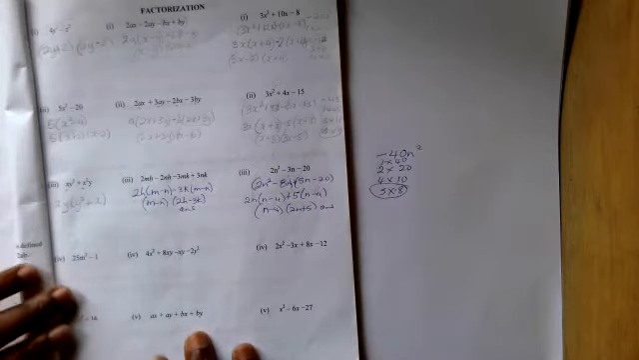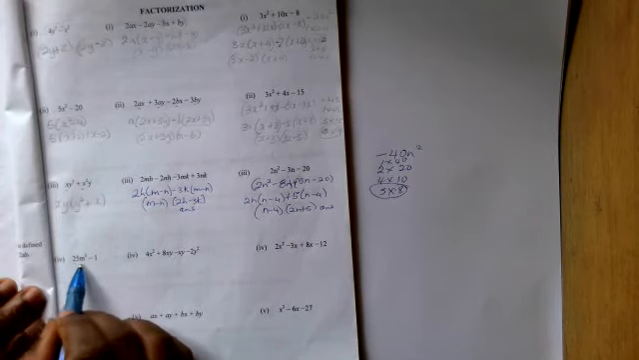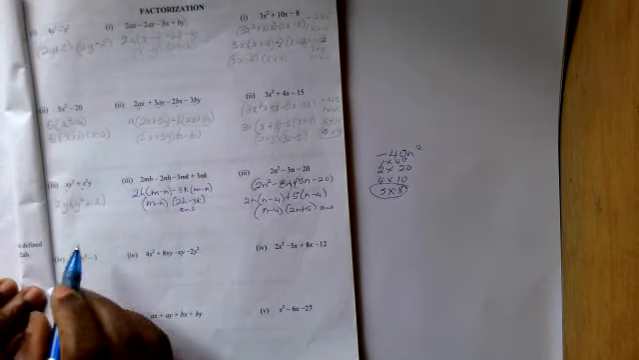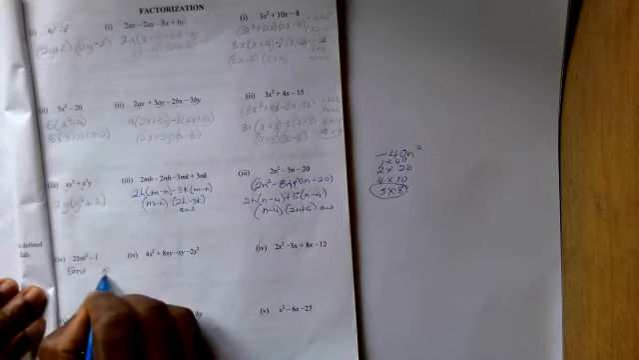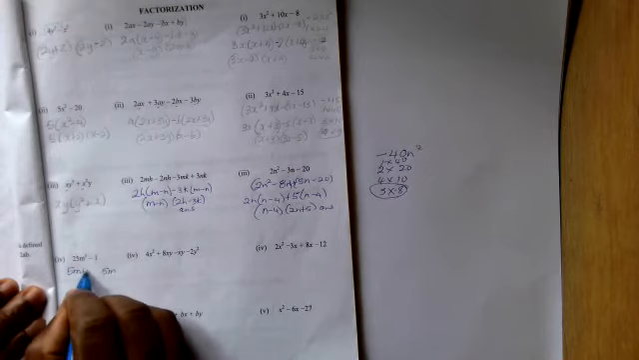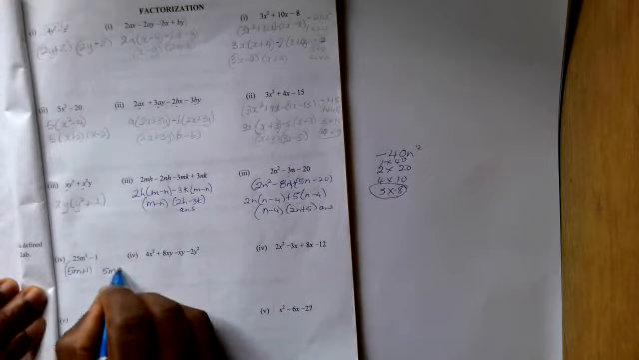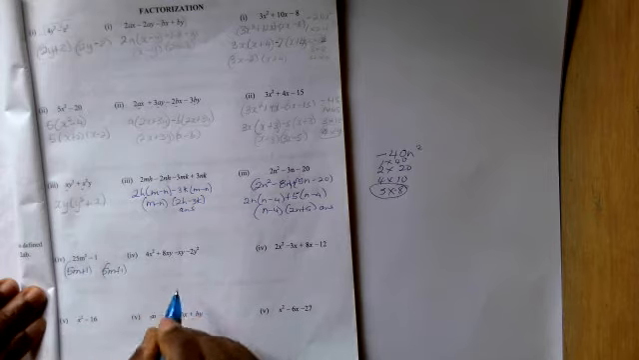I did this one on my channel before. So it's 25m squared minus 1. We just find the square root of 25m squared, which is 5m, and the square root of 1, which is 1. I've done this on my channel several times.